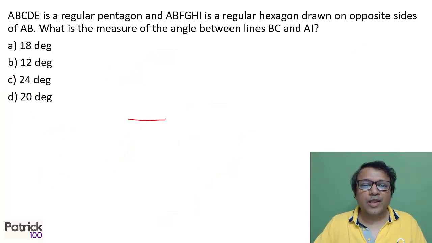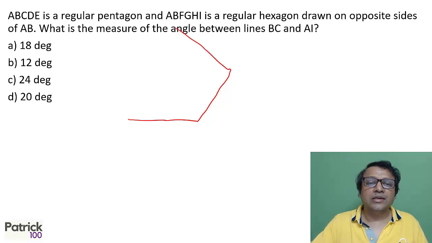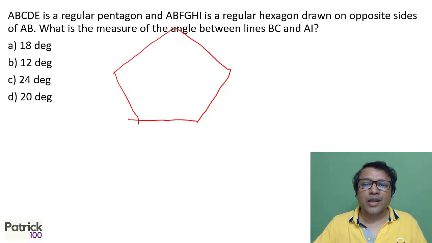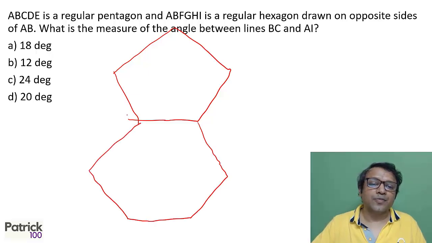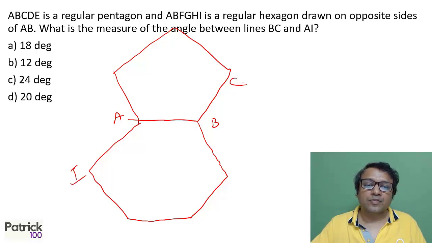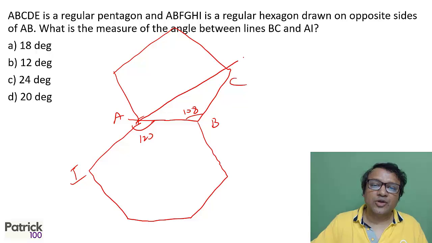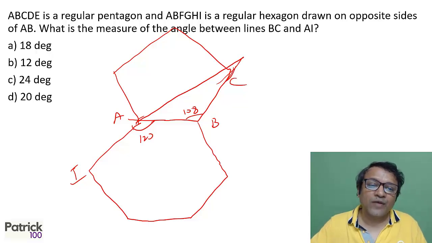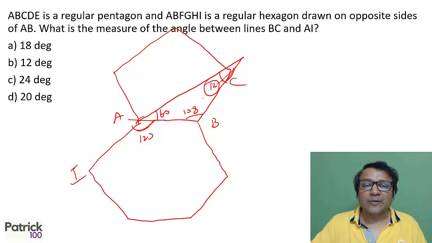Same question. A, B, C, D, E and A, B, F, G, H, I. Now we want the angle between AI and BC. I know this is 120, this is 108. So extend this out here, so it will meet somewhere. I want where AI and BC meet. So this is 120, this is 60. So 108 plus 60 is 168. So the remaining angle will be 12 degrees.